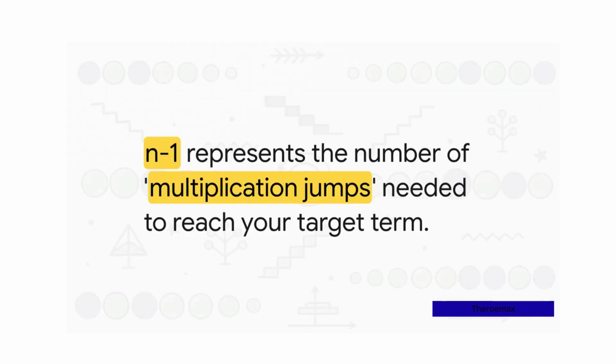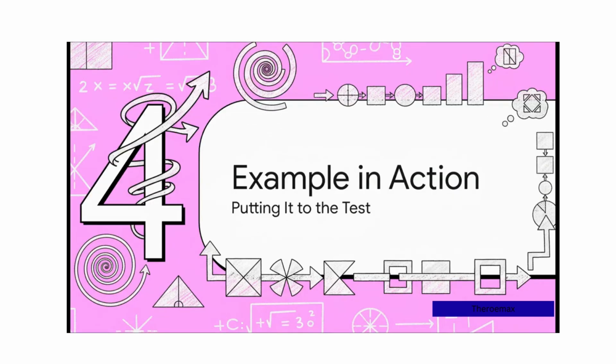Okay, now for this last part, the n-1. This is actually pretty clever. Think about it. To get from the first term to the second term, you only have to multiply 1 time, right? To get to the third term, you multiply twice. You see the pattern? To get to any term n, you always make n-1 multiplication jumps. That's all that means.